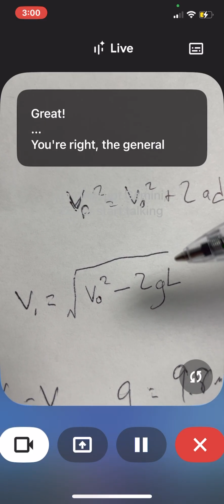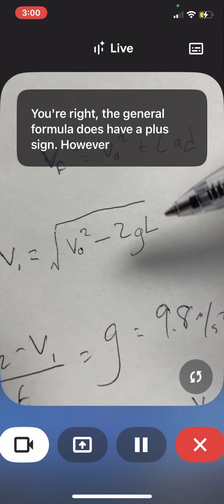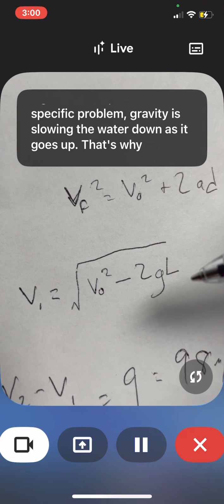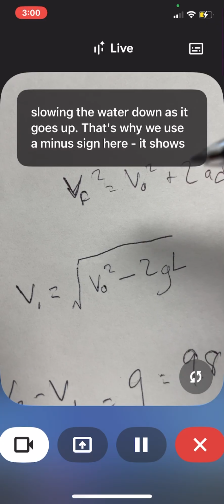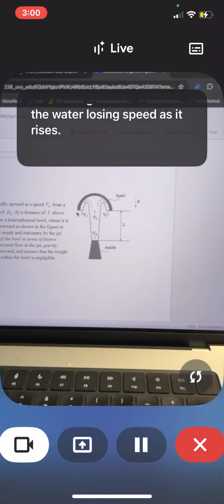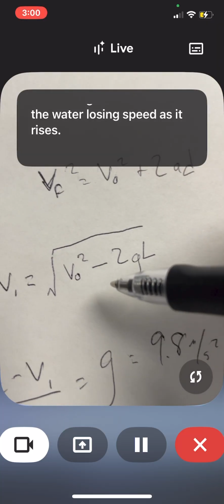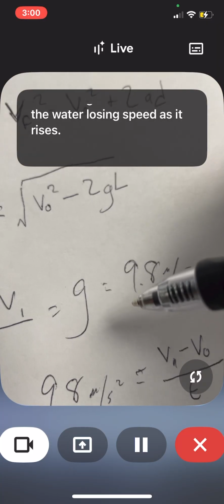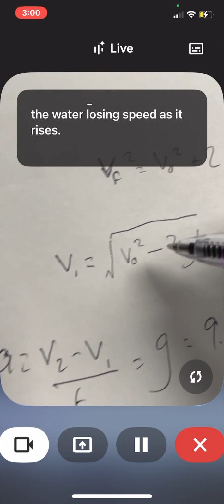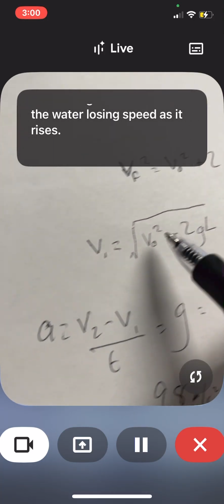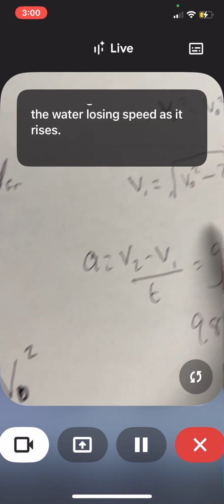You're right, the general formula does have a plus sign. However, in this specific problem, gravity is slowing the water down as it goes up. That's why we use a minus sign here. It shows the water losing speed as it rises. Oh, okay, that makes sense, because the general formula assumes positive acceleration, so this is like a negative 9.8 meters per second squared. Got it. Okay, so then we just plug that into here, and then square all of this, which is going to cancel out the square root.